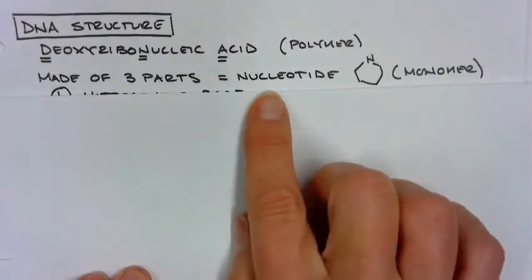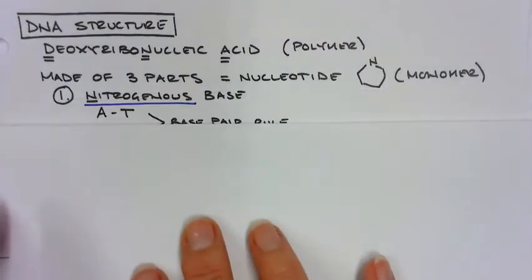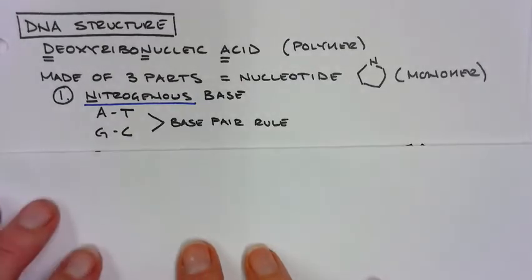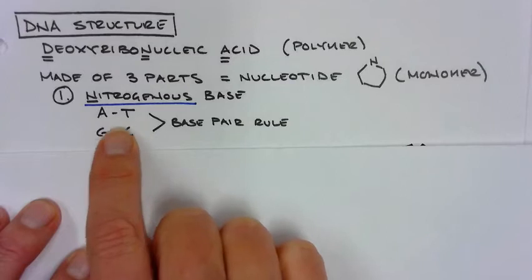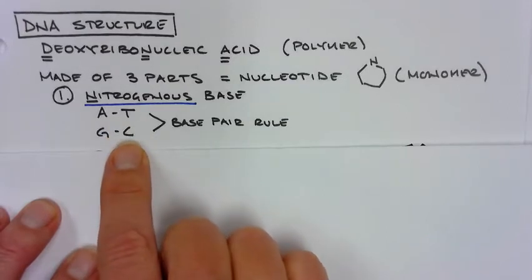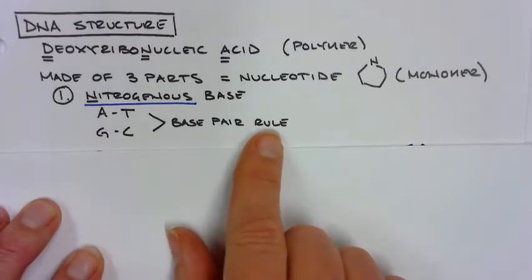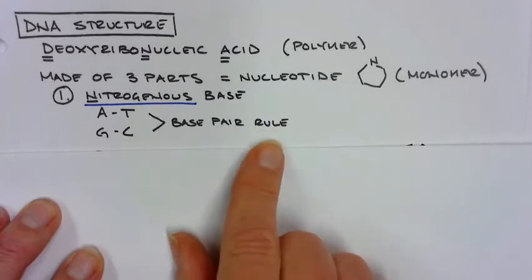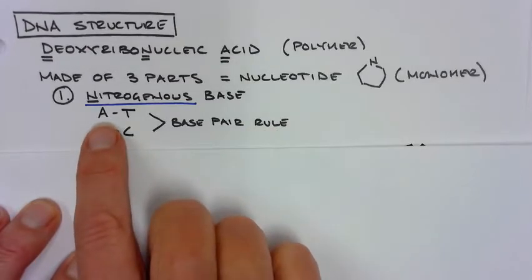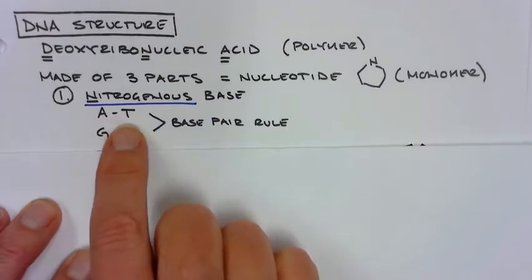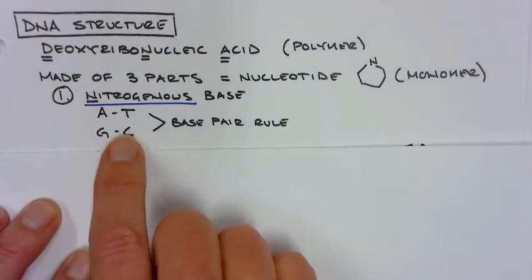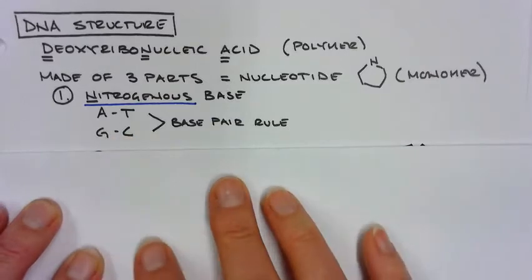The nucleotide is made up of three different parts. The first part is the nitrogenous base, and these are adenine that pairs with thymine, guanine that pairs with cytosine. This is called the base pair rule or Chargaff's rule. Another way to remember that is A pairs with T because they're sort of angular and pointy letters, and G pairs with C because they're curvy letters. That's another way of remembering them.